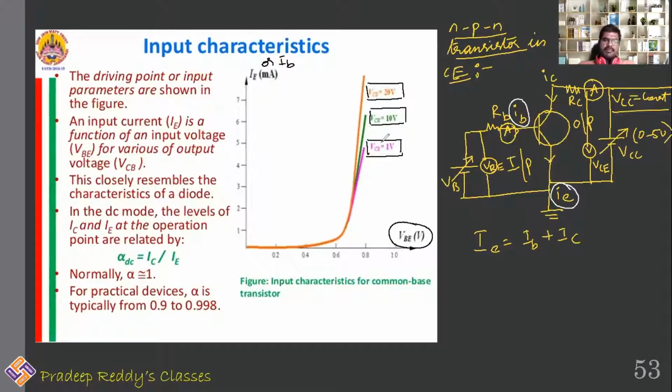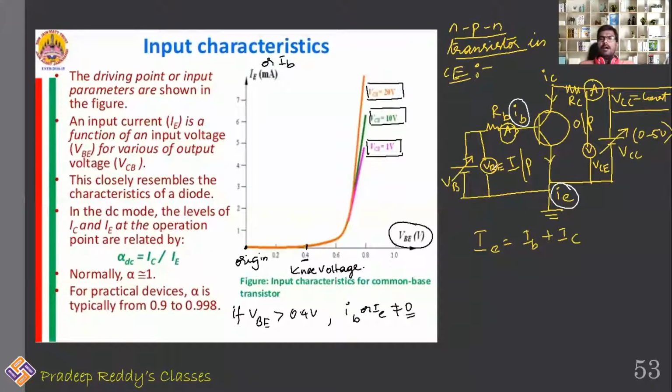So in all these graphs, there is one common point. See, all the graphs are starting at the origin. That is one common point. And all the graphs start to have non-zero current at 0.4 volt. That means if VBE is greater than 0.4 volt, then only IB or IE will not be equal to 0. And this voltage is said to be the knee voltage.